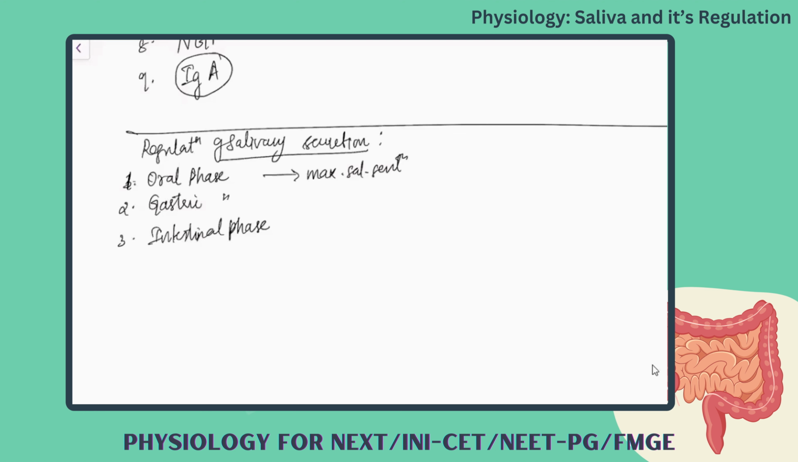Once the food is in your mouth, when you are chewing, you will have salivary secretion in excess, rather than now, because now there is no food in your mouth. But if you chew chewing gum, or if you have chocolate, you have salivary secretion because the food is in your mouth. So during the oral phase, there will be maximum salivary secretion. That is due to the contact of food particles with the receptors in the mouth, giving the signal that food is in the mouth. So saliva should be secreted in order to prevent choking.